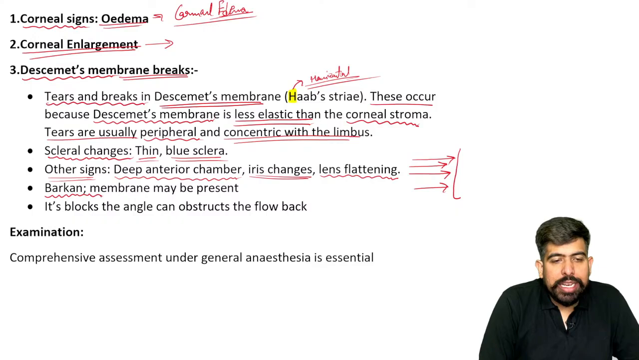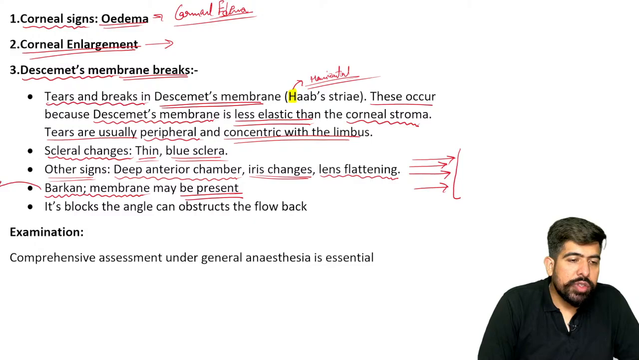Also, there may be a Barkan membrane present. What is this? This Barkan membrane is situated on your trabecular meshwork.